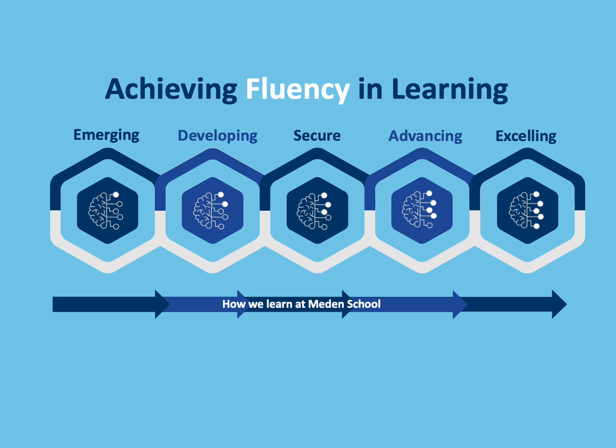All the subjects that our students learn will assess how fluent they are in both their declarative knowledge, knowing what, and their procedural knowledge, knowing how. And their teachers use 5 possible words to describe how well they know what they've been taught. The 5 words are emerging, developing, secure, advancing, and excelling.